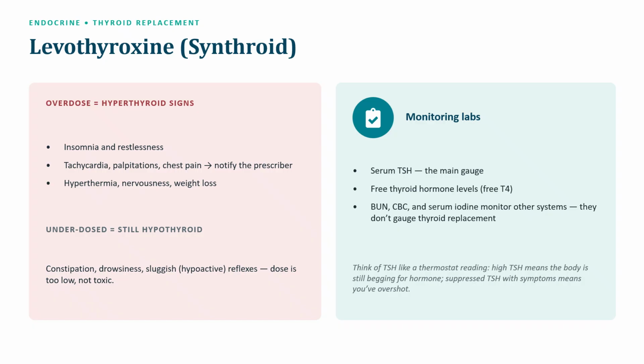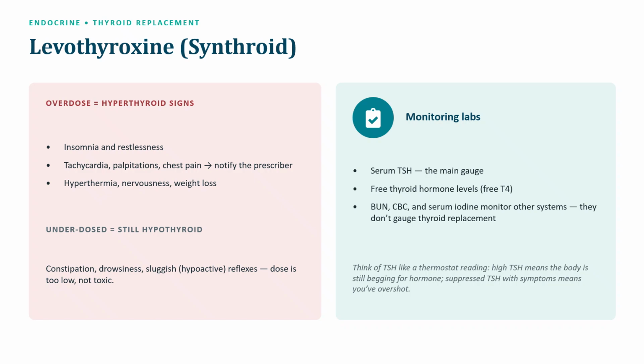An excessive dose produces hyperthyroid signs: insomnia, restlessness, tachycardia, palpitations, hyperthermia, nervousness, and weight loss. An inadequate dose leaves the patient with hypothyroid symptoms: constipation, drowsiness, and hypoactive reflexes. These indicate the dose is too low, not that the patient is toxic. That distinction is where students often lose points by selecting the incorrect answer. So when a patient is receiving an inadequate dose of levothyroxine, the patient will experience those hypothyroid symptoms.